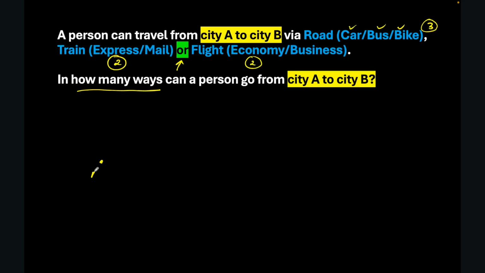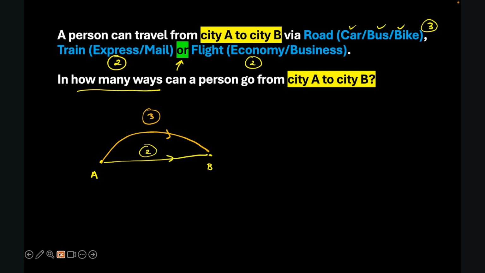So let's say I have city A and I have city B. So this is 1 way, right? Let me change the color. I'll take orange. This is way number 2. Let's say this is by road. And I have way number 3, which is by flight. So car, train, and flight.